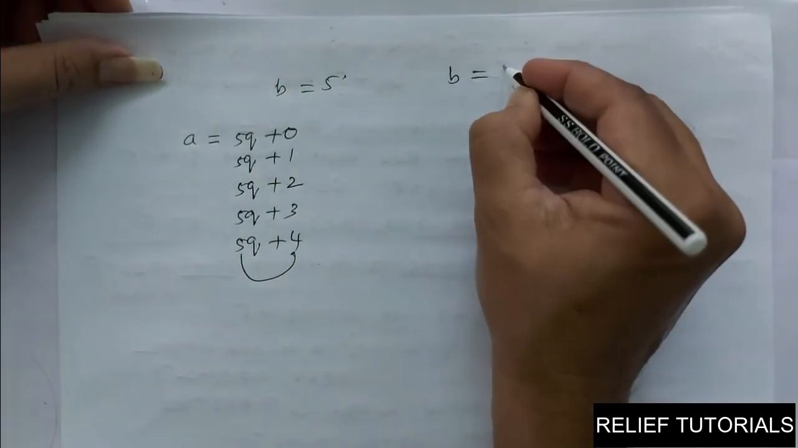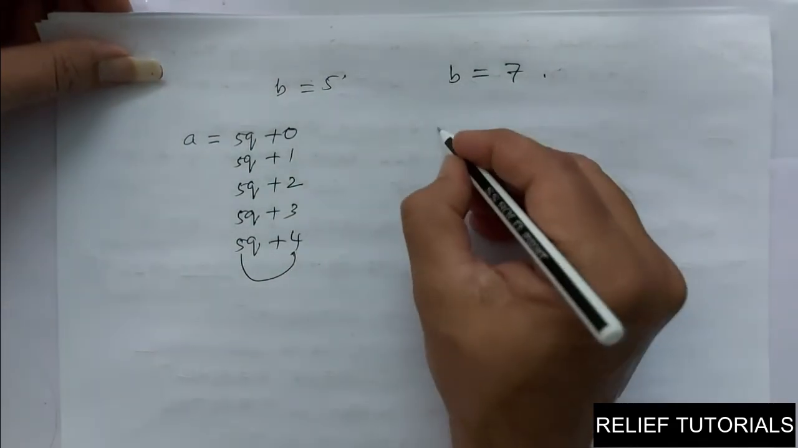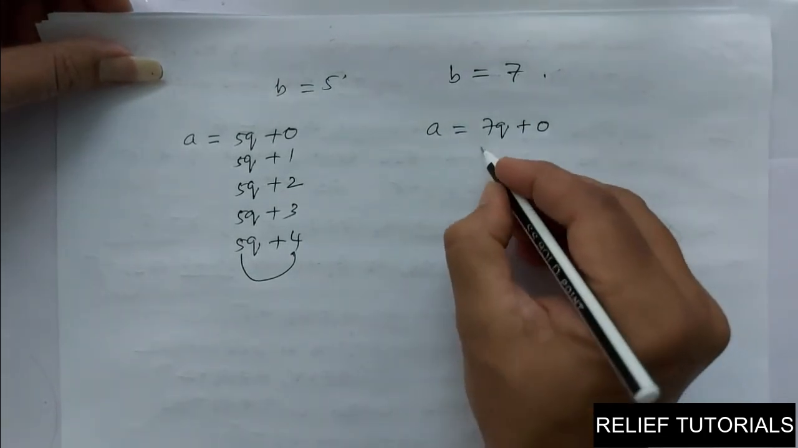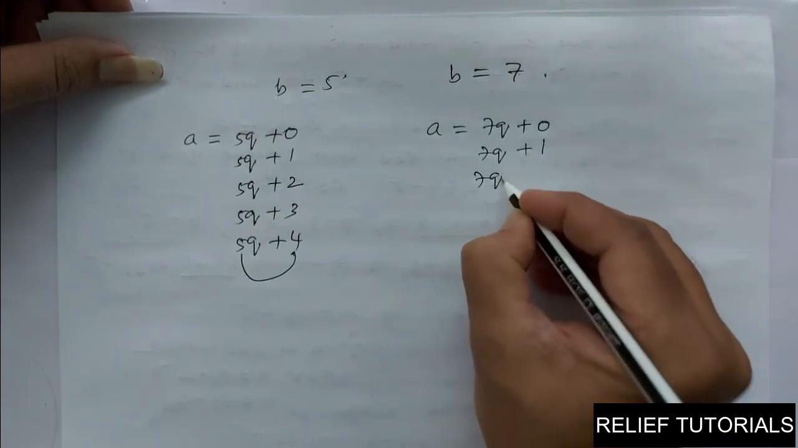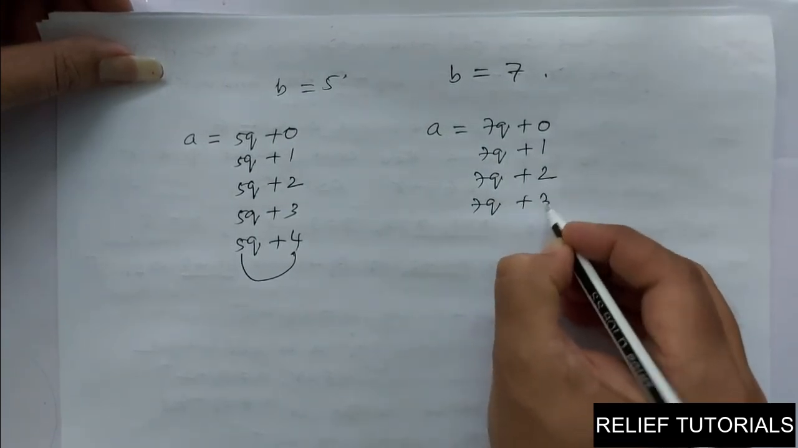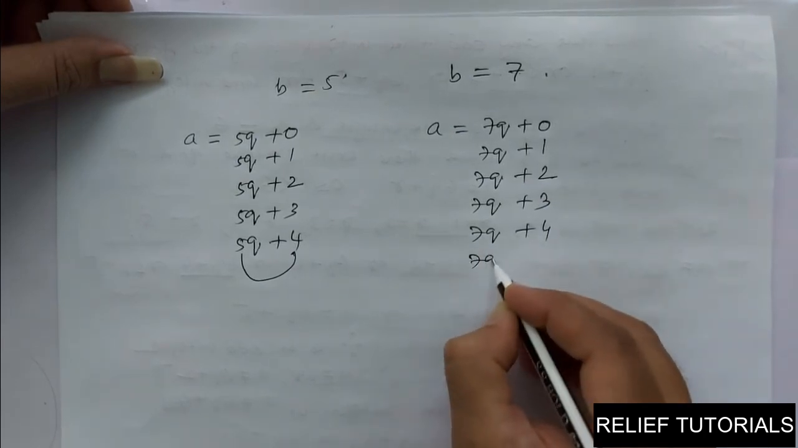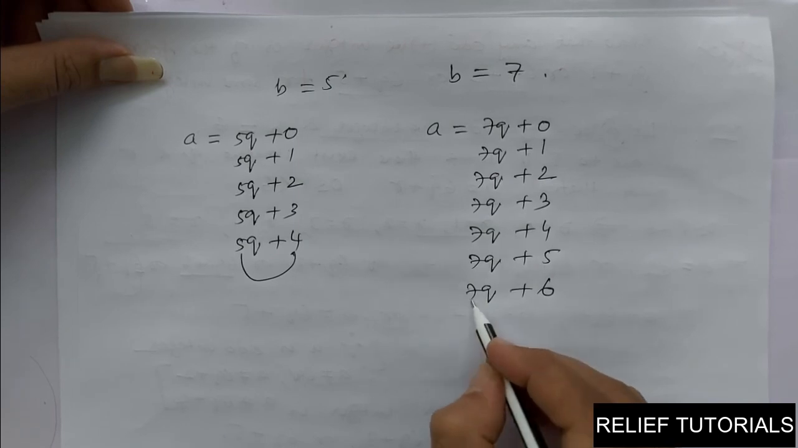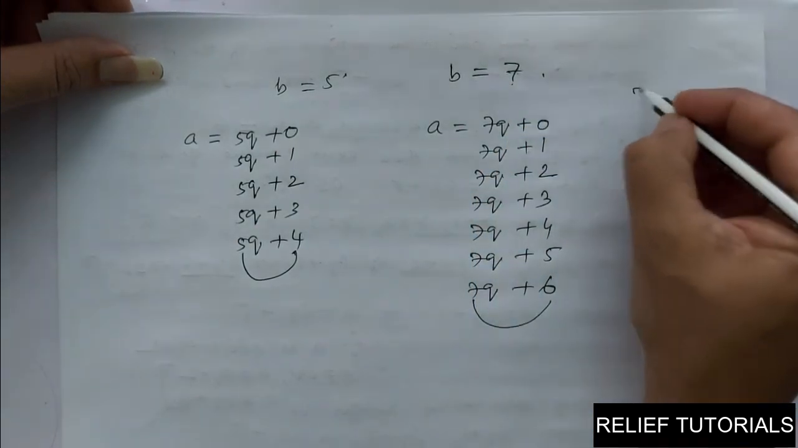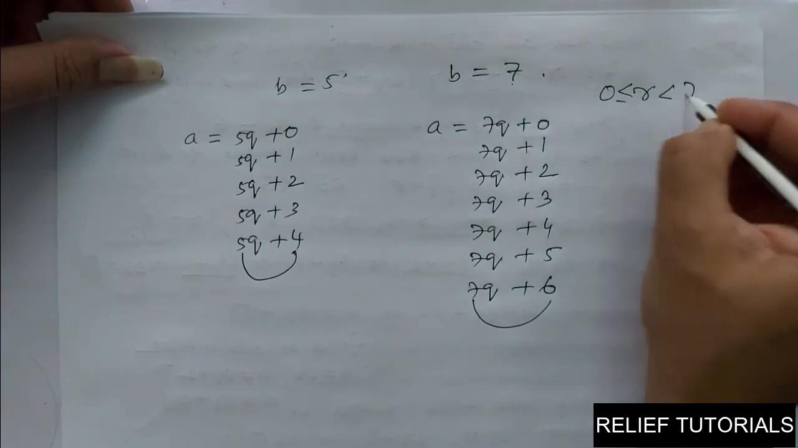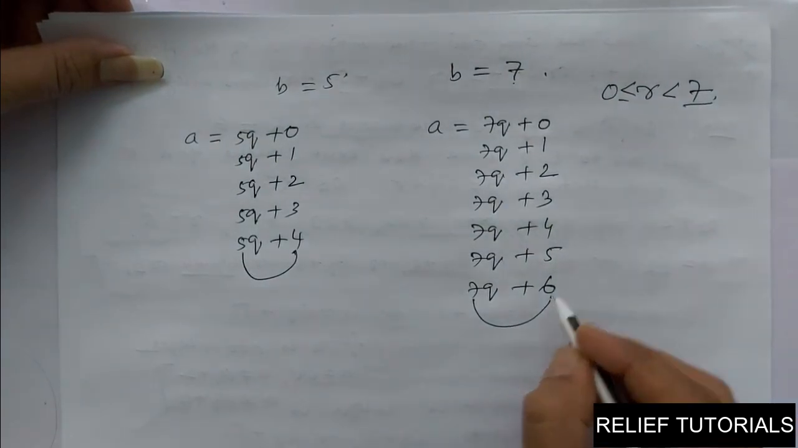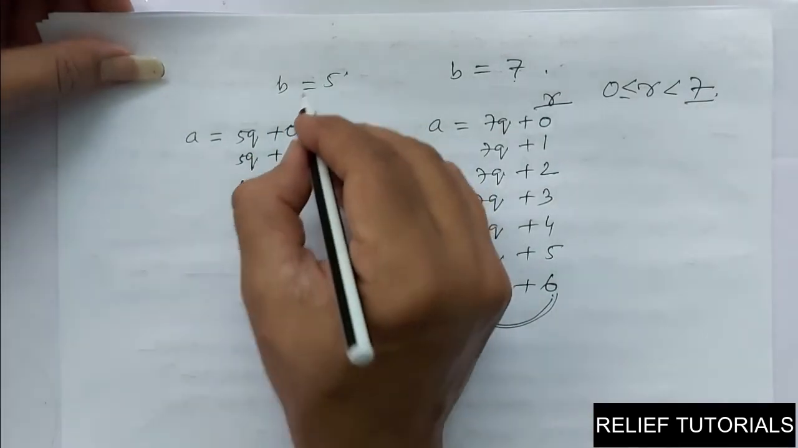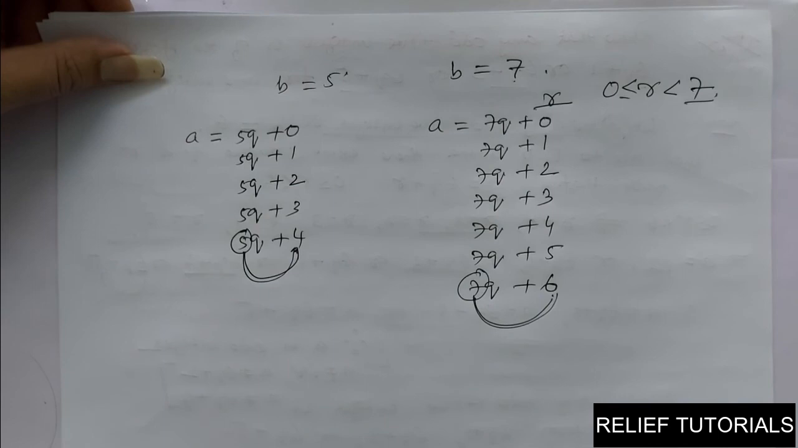If I say B is equal to 7, then A is equal to BQ plus R, so 7q plus R, first 0. Then 7q plus 1, 7q plus 2, 7q plus 3, 7q plus 4, 7q plus 5, 7q plus 6. 1 less. Why? Because if B is 7, then R is greater than or equal to 0 and less than B, so less than 7, so up to 6 you have to reach. This is R. So if it is 7, you will reach up to 6. If it is 5, you will reach up to 4.